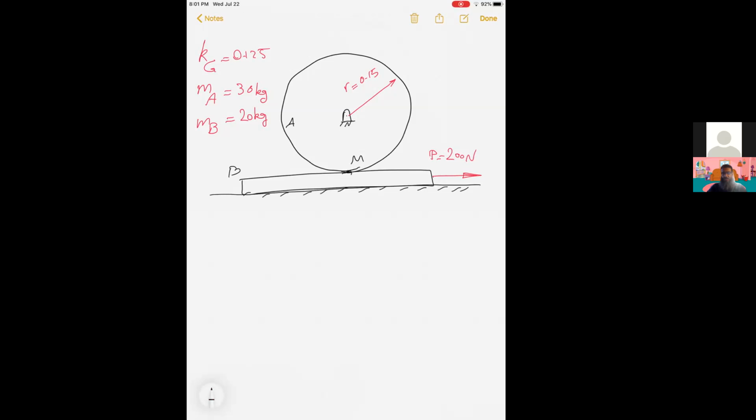Okay, the contact between the rack and the horizontal plane is smooth. That means there's no friction here. This is smooth. How are we going to solve this? Any suggestion on how to start?